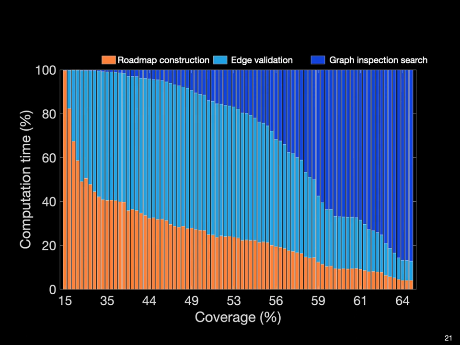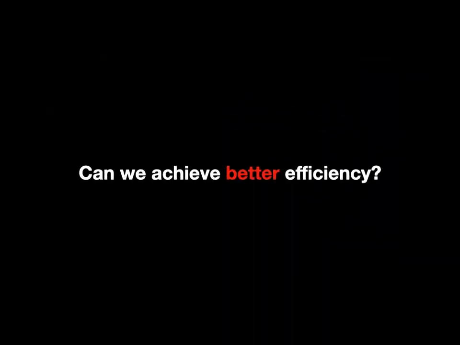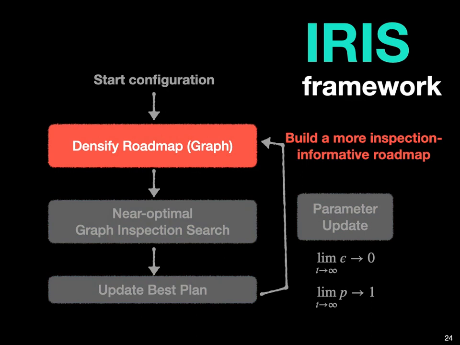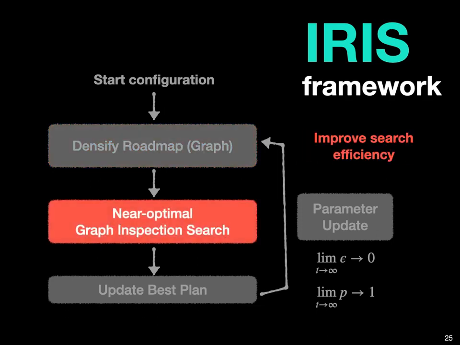However, when we look at the computation time decomposition, it is obvious that as the roadmap grows larger, the time spent on graph inspection search gradually becomes dominant. So the next question is, can we improve the computational efficiency of ARIS? To answer this question, here comes the paper I'm presenting. Recall this is the ARIS framework, so the first thing we can do is optimizing the roadmap construction, building a more inspection-informative roadmap. Then we can also improve the search efficiency. From the computation time decomposition, speeding up the search seems critical.